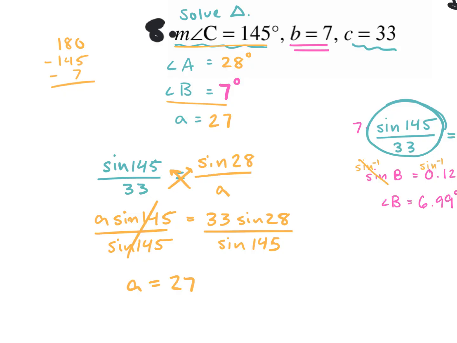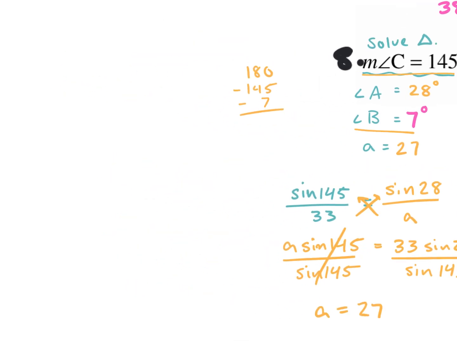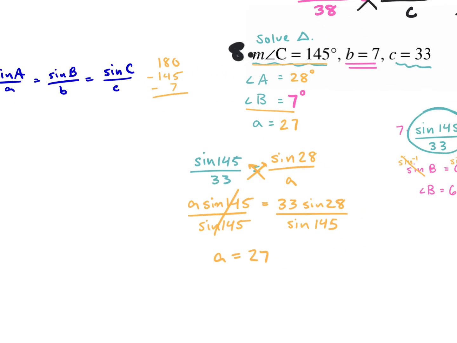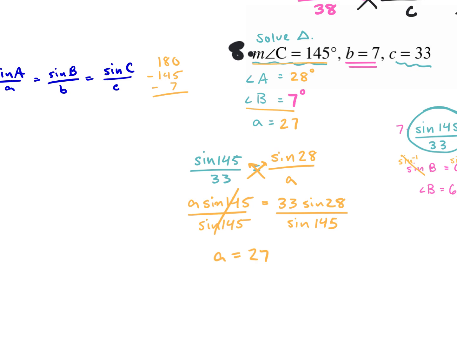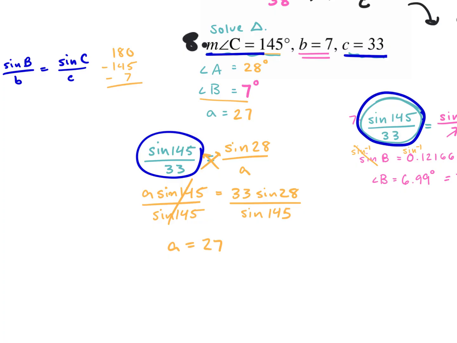So you always want to use the pairs. Remember, our formula is sine of A over A equals sine of B over B equals sine of C over C. So always you're using the pair in each proportion. Since I was given angle C and side C, this is the pair that we start with. And then we had to find B first because that was the only other piece of information that we had. So we had to find angle B next.